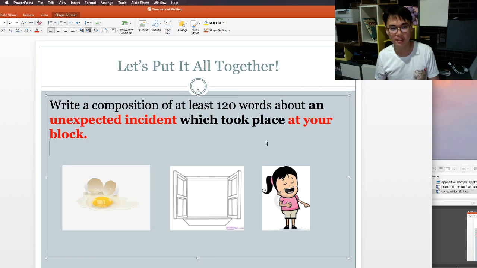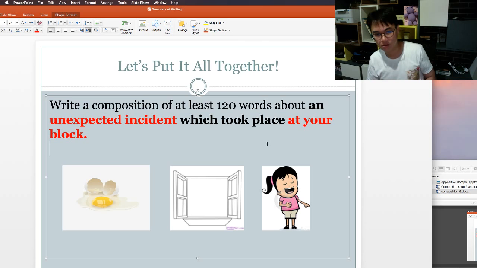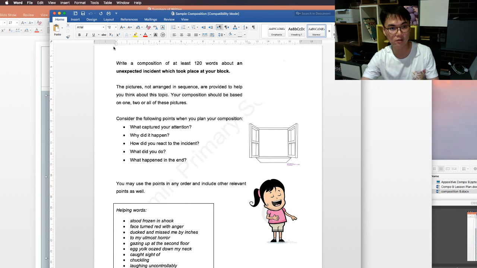Right, so this topic is an unexpected incident, all right? Can you see? It's highlighted in red. An unexpected incident, okay? At your block, all right? Yeah, so I am the character, it happens in my block, it's unexpected, and it involves these pictures, okay? Are you all ready? Okay, yes, you could, Cheryl, but I'm going to use the picture of the broken eggs, okay? And the window, and the little girl. So I'm going to use all three pictures to write my story. Okay, are you all ready? Okay, I'm going to write it now.